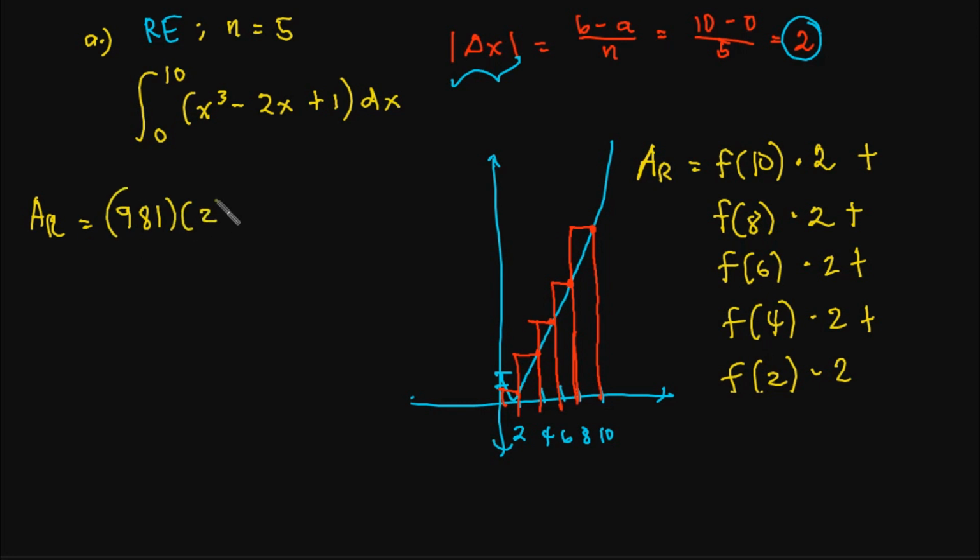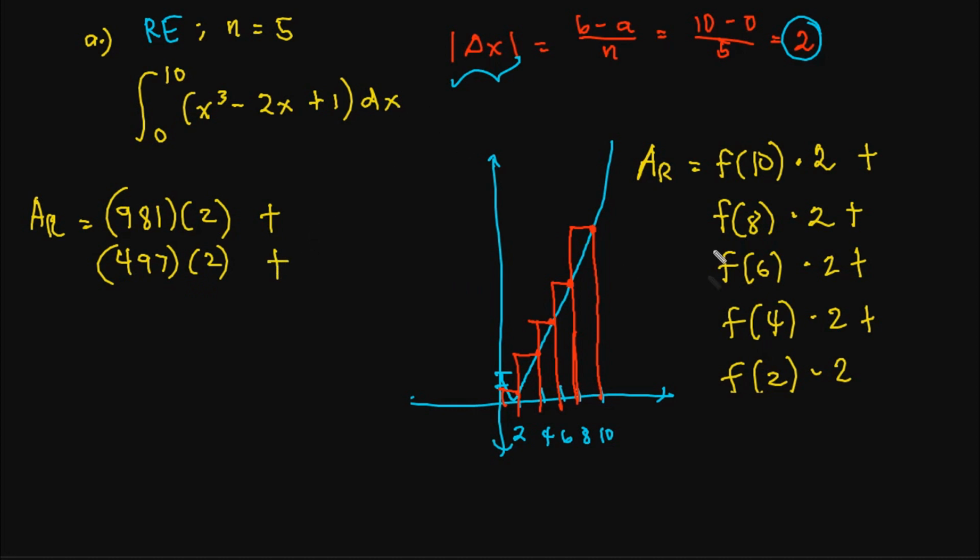So, that is for our area 1. Okay? Or we can call this area 1, so this would become our area 5. It depends on you, okay? And then, plus for the next area, we have f of 8. So, let me just compute again. I think that's 497. Then, times 2. So, 497 again, times 2.